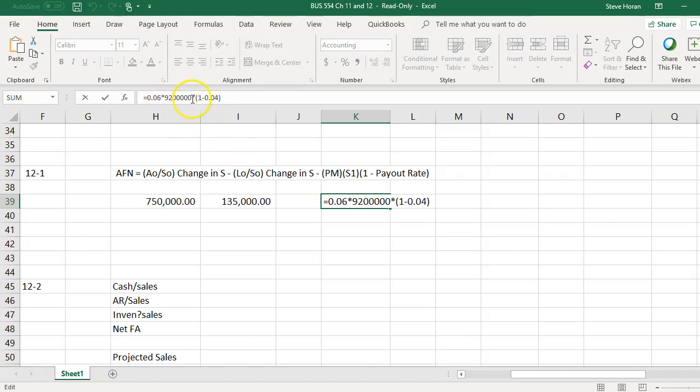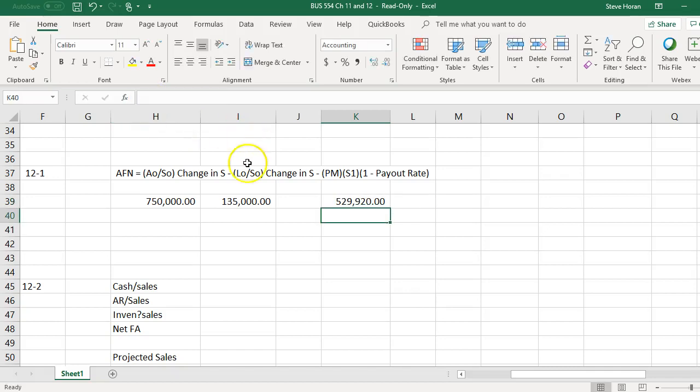I need to do this a little bit differently. It's all about those darn parentheses where you've got them. There we go.